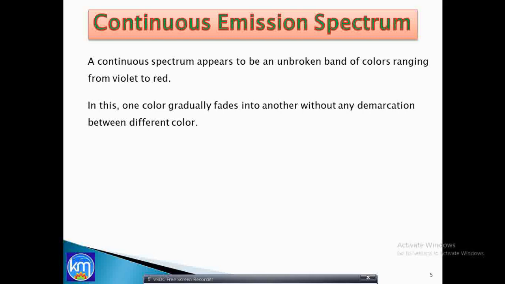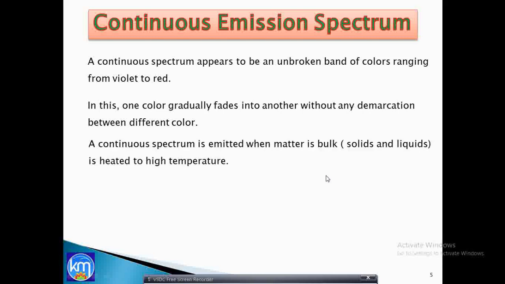Where can we see this continuous emission spectrum? It can be seen whenever we have an incandescent bulb or candle light. If you observe through any prism or diffraction grating, we can observe the continuous emission spectrum. I'll show in the diagram how the continuous emission spectrum looks.